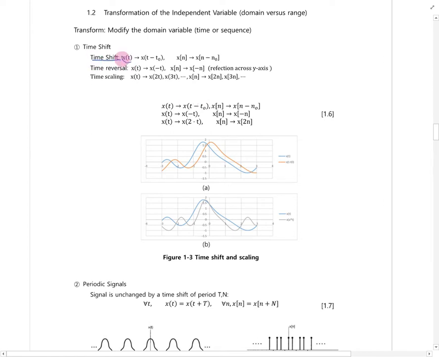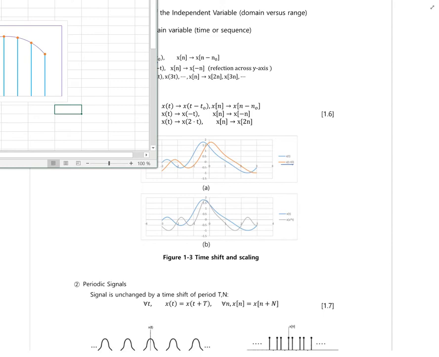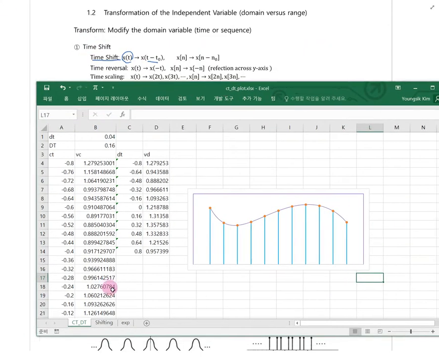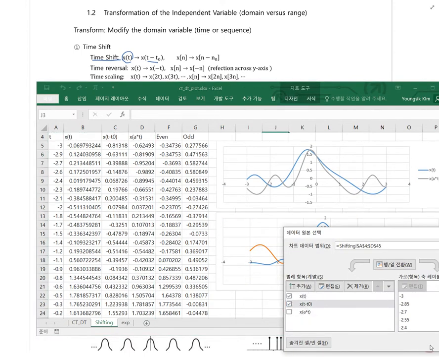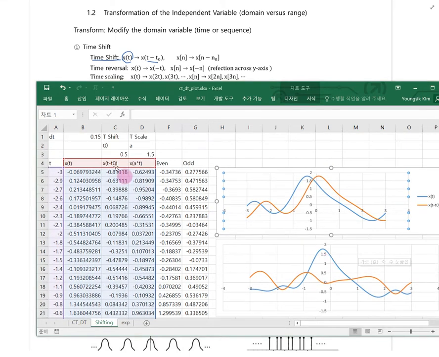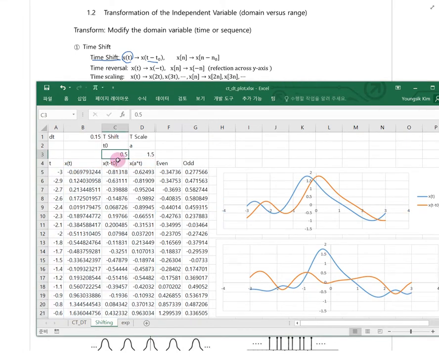If you change the time variable this way, then this is a parallel shift along the domain variable. Here it shows two different curves, just shifted. I would like to show you the effect of time shifting. I choose a time shift value. When the time shift is 0, the curves overlap each other.